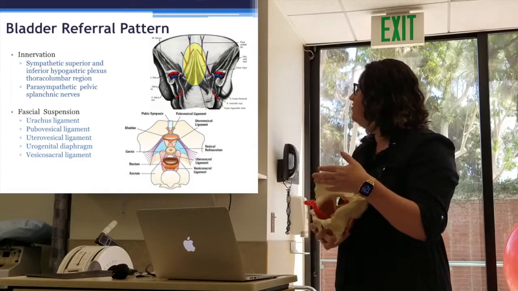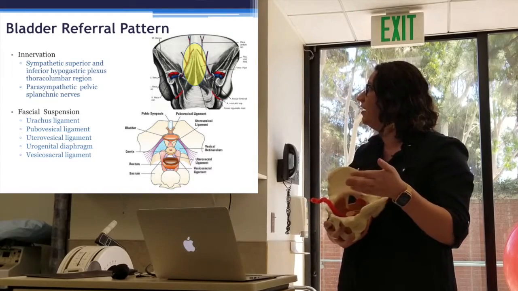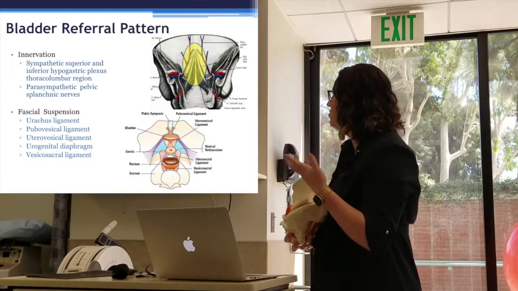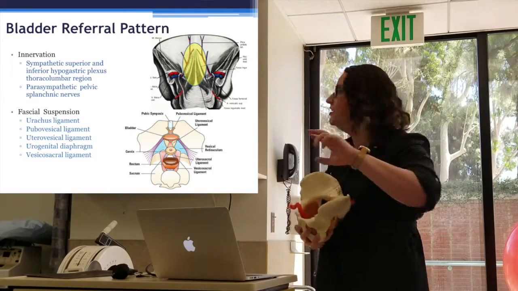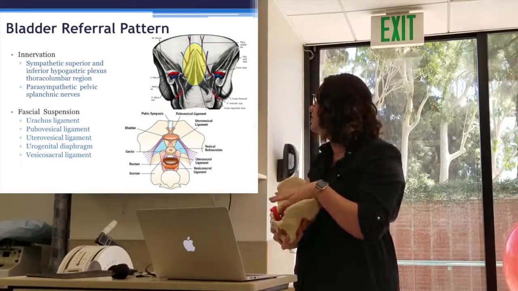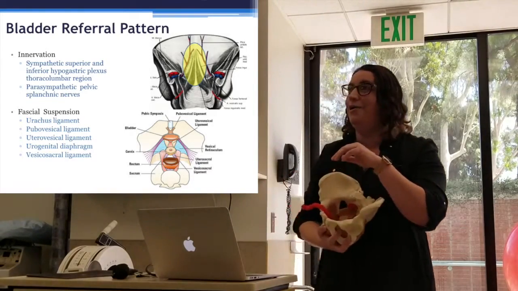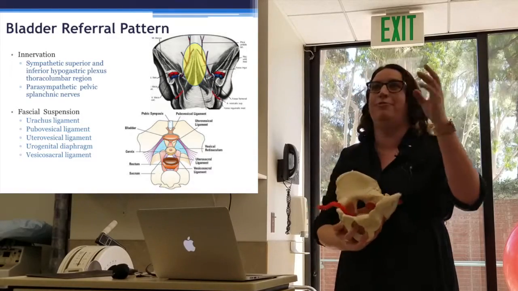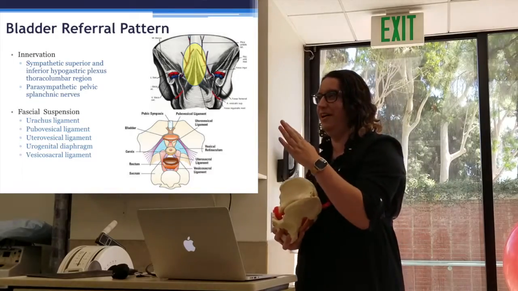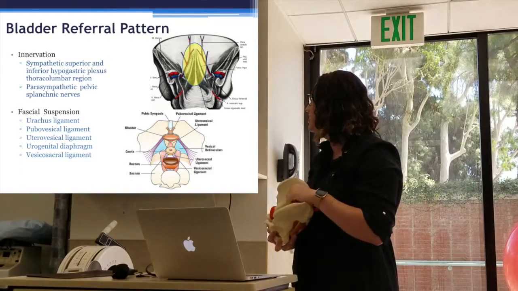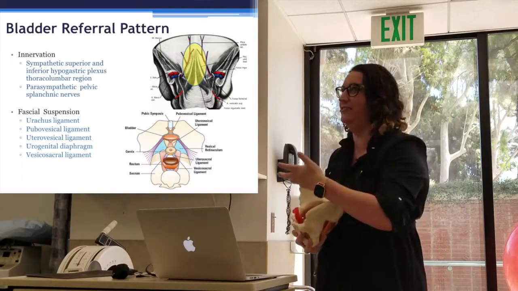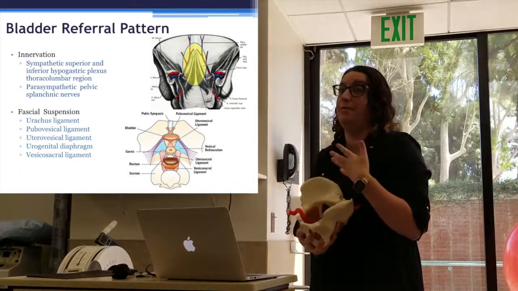Innervation. So we have the sympathetic coming from the inferior hypogastric plexus, and that's within the thoracolumbar region. And then we also have parasympathetic that's coming into the pelvic splanchnic nerves. Again, if you remember back to anatomy, you have your sympathetic chain ganglion that sit along the lumbosacral region. So if we do joint mobs there, we potentially are opening up channels within the sympathetic nerve, so that might be helpful.